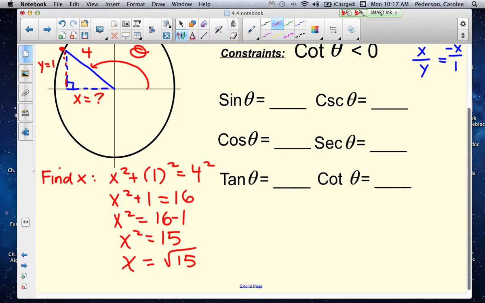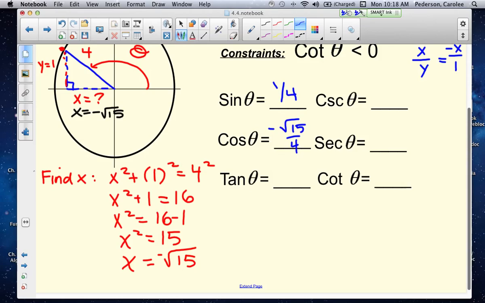Now check the sign. X has to be positive or negative? Negative. So now we can come back up here. In this picture, x equals negative square root of 15. Now we can answer the question of the 6 trig functions. Sine is y over r, 1/4. Cosine, x over r, negative square root of 15 over 4.